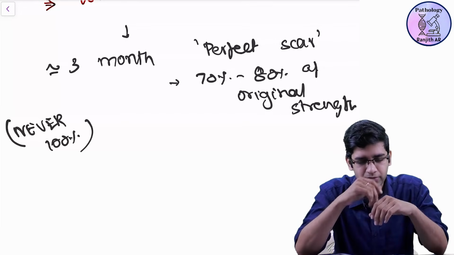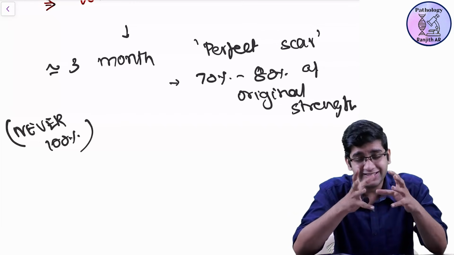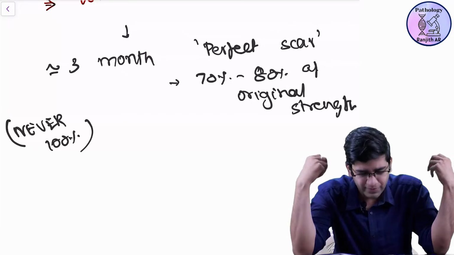You had a bleed. Because of the bleeding, you had a clot formation which bridged the space initially. In that space, I'm going to have debris. Obviously, my neutrophils came inside. Bring your polymorphs. Mentally bring your polymorphs.